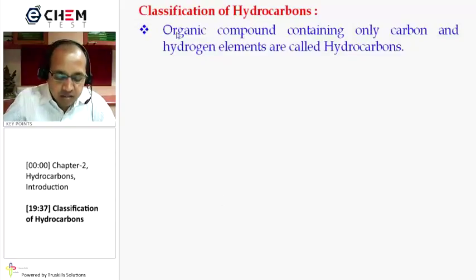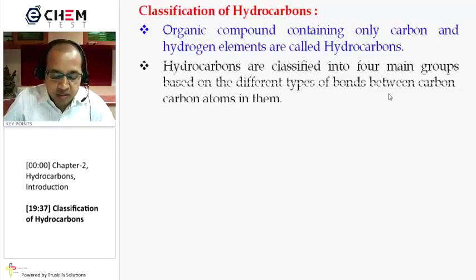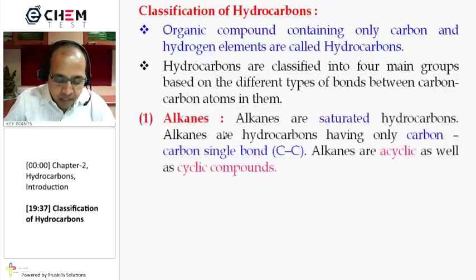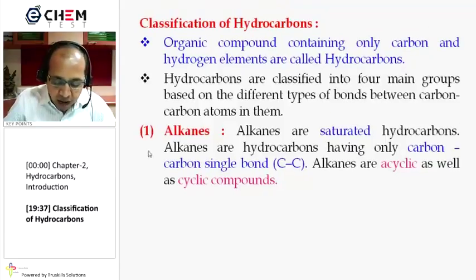Classification of hydrocarbons. Organic compounds containing only carbon and hydrogen elements are called hydrocarbons. Hydrocarbons are classified into four main groups based on different types of bond between the carbon-carbon atoms. First type of hydrocarbon is alkane. Alkanes are hydrocarbons having only carbon-carbon single bonds. Alkanes are acyclic as well as cyclic, which we have already discussed.